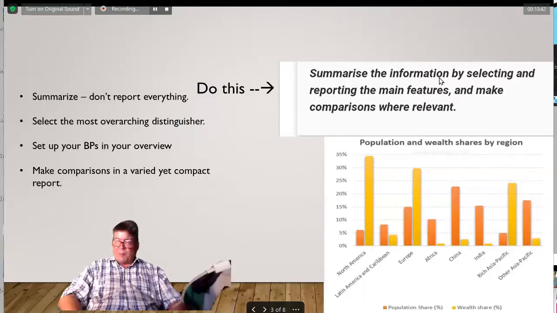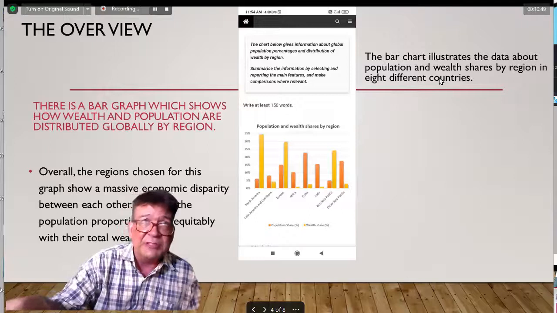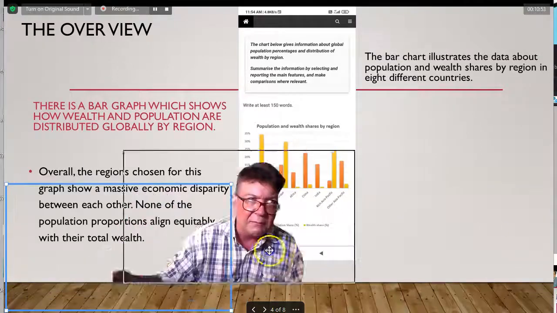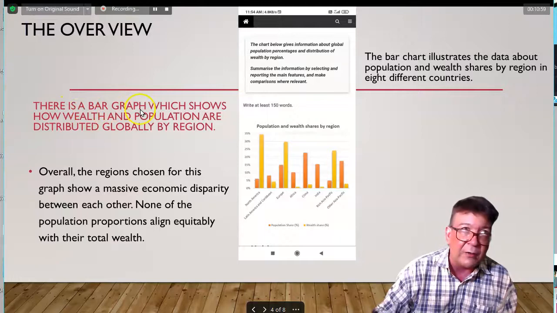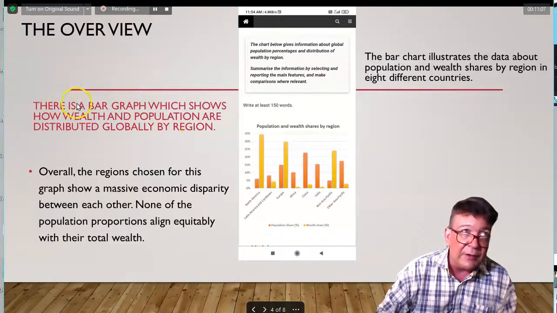Now, the most important part of task 1 is the overview. So in this instance, I wrote a kind of a cheesy overview, but we'll go with it and see. I mean, it's okay. All right. This is how I would write the first paragraph. There is a bar graph which shows how wealth and population are distributed globally by region.